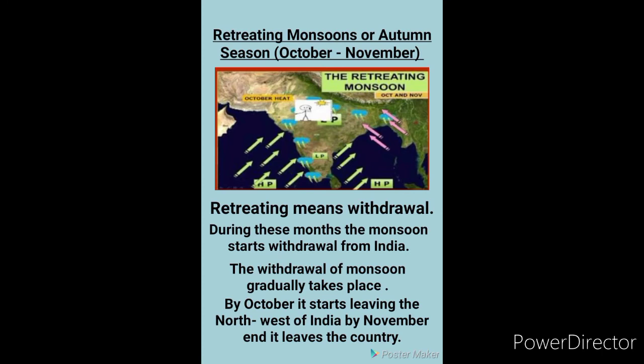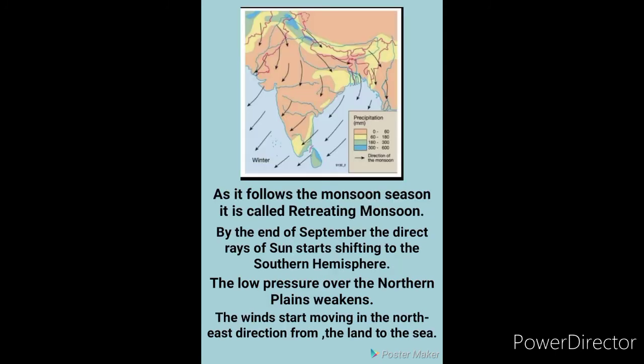The fourth is retreating monsoons or autumn season. The time period is October and November months. In simple words, retreating means withdrawal. So during these months, it is the withdrawal of monsoon from India. The withdrawal of monsoon gradually takes place. By October, it starts leaving the northwest of India, and by November end, it leaves the country. As it follows the monsoon season, it is called retreating monsoon.